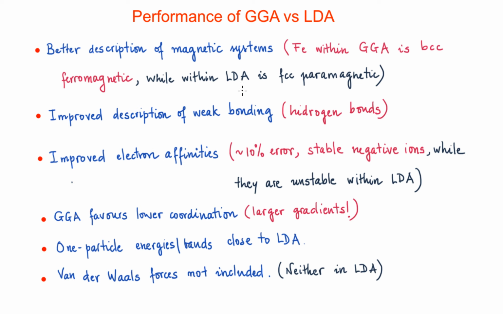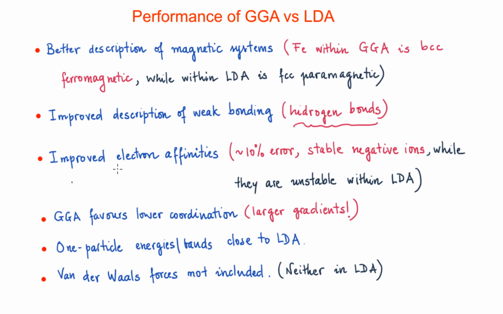And that's because the LDA is not including magnetic properties in the proper way. Not in all the systems, but in many systems, as for example here in iron. Usually the magnetic properties are better described within the GGA. Besides that, the GGA makes a better description of weak bonding. For example, hydrogen bonds are better described within the GGA than within the LDA.